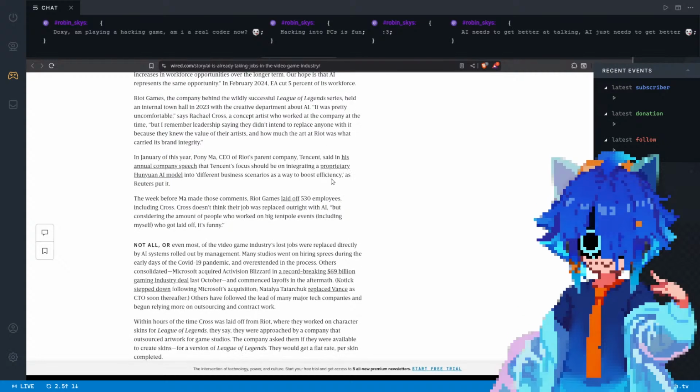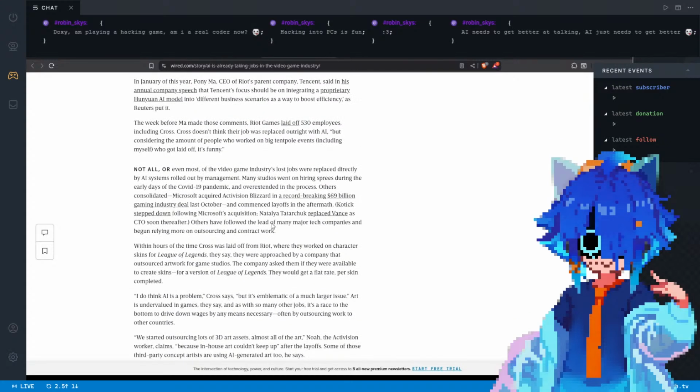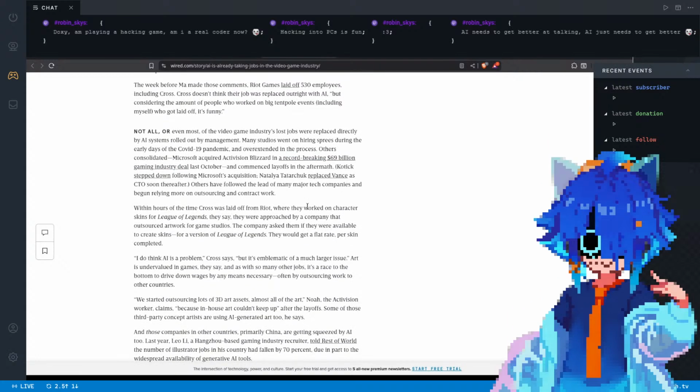In January this year, Pony Ma, CEO of Riot's parent company Tencent, said in his annual company speech that Tencent's focus should be on integrating a proprietary Hunyuan AI model into different business scenarios as a way to boost efficiency, as Reuters put it. This week, before Ma made those comments, Riot Games laid off 530 employees, including Cross. Cross doesn't think her job was replaced outright with AI, but "considering the amount of people who work on big tentpole events, including myself, got laid off, it's funny."